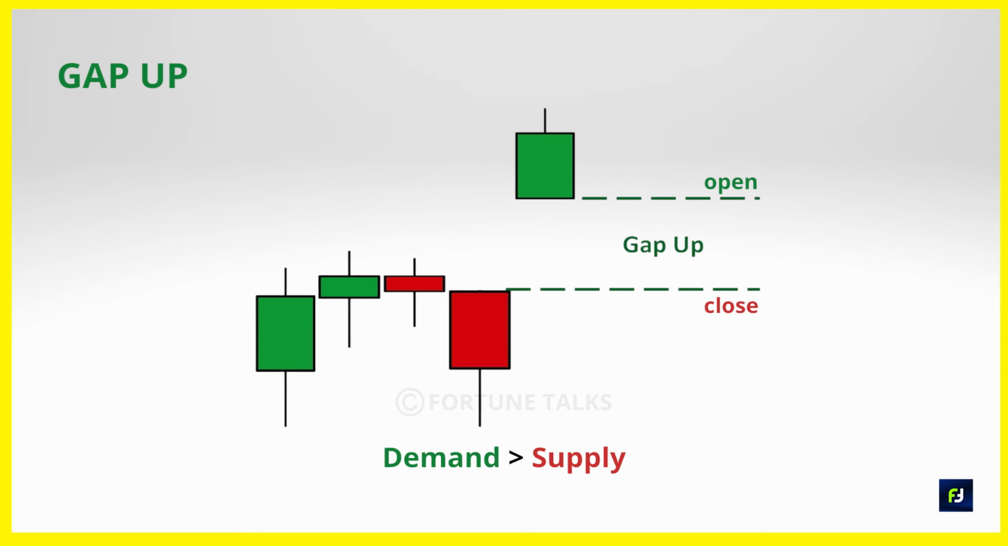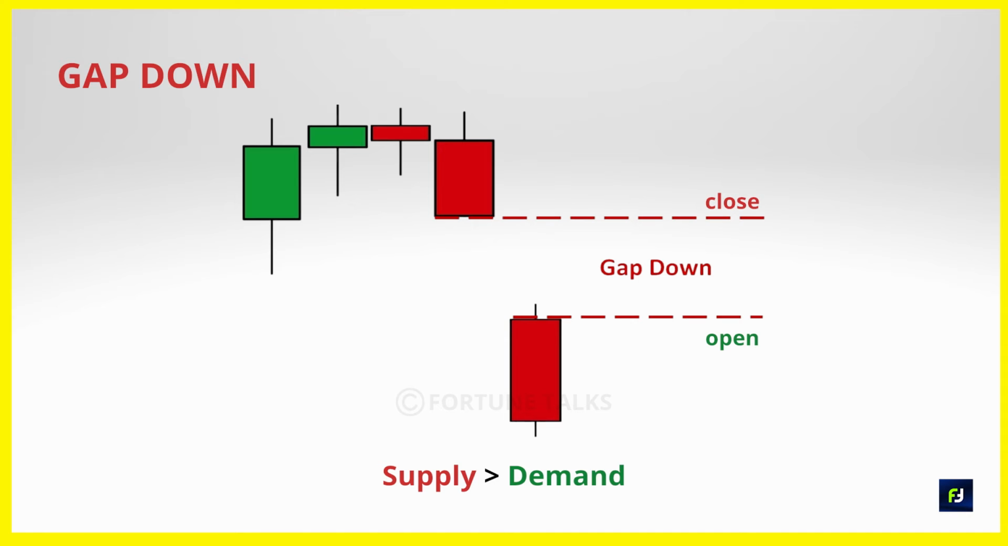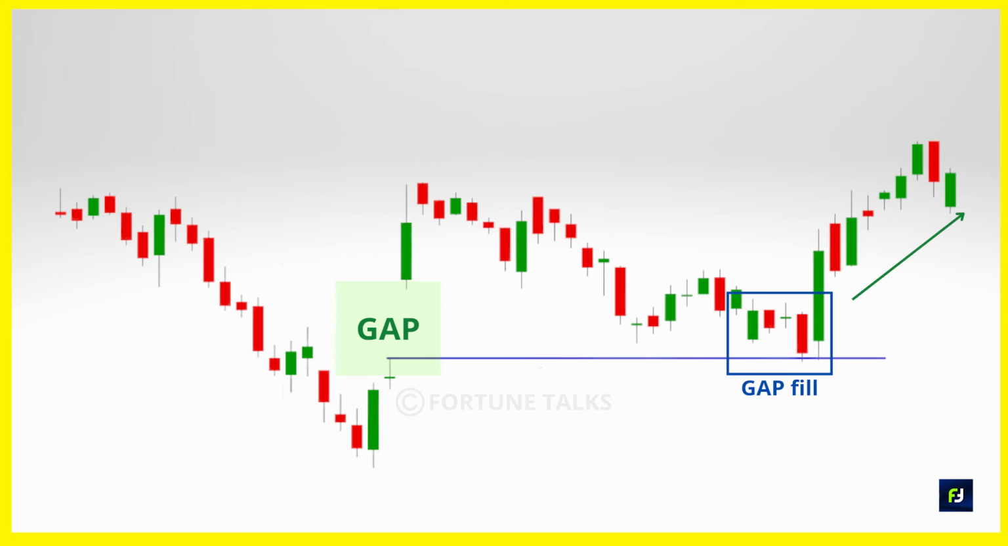For your information, a gap up is a gap that occurs when the lowest price of a candle is above the highest level of the previous candle. Similarly, a gap down develops when the highest price of a candle is below the lowest price of the previous candle. Now when we talk about gap fill, a gap is considered to be closed or filled when the price comes back and fills the entire range of the gap. And once the price fills the gap, it generally reverts to the direction of the prevailing market trend.